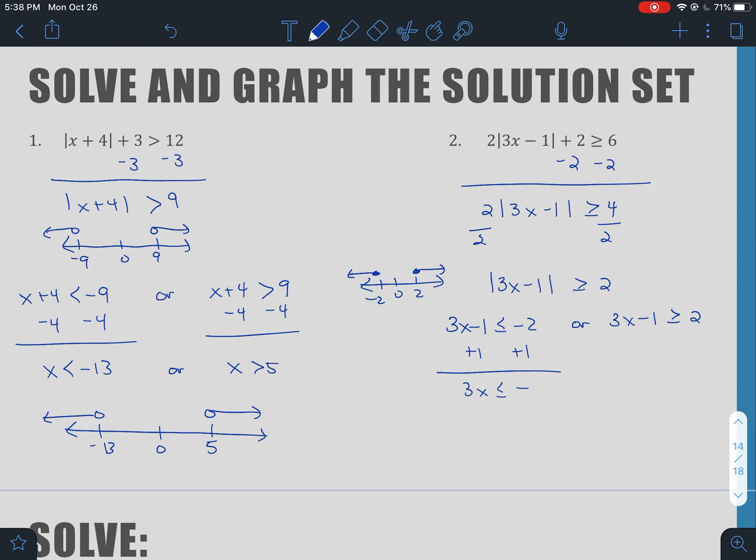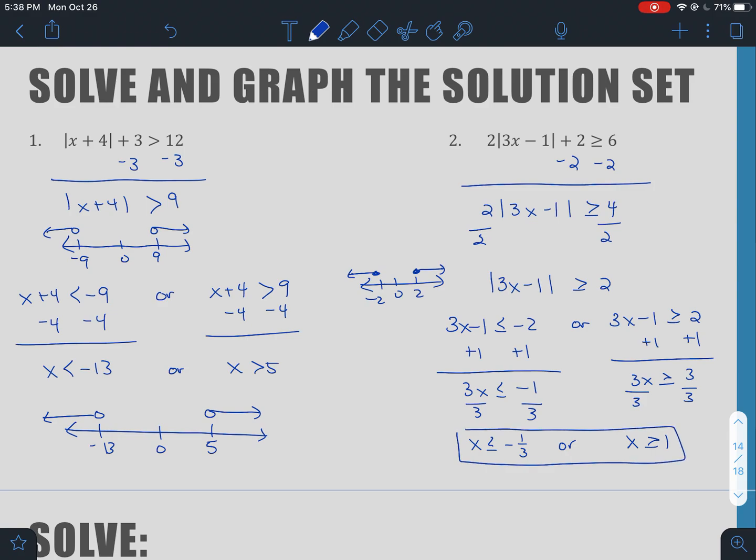Add 1, 3x is less than or equal to negative 1. Divide by 3, x is less than or equal to negative 1/3. Or add 1, 3x is greater than or equal to 3. Divide by 3, x is greater than or equal to 1. So those are my two inequality solutions. So x is either going to be less than or equal to negative 1/3, or greater than or equal to 1.